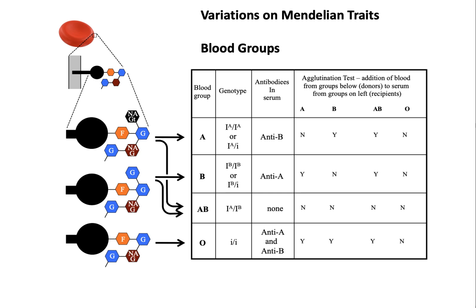Because of this, the AB individuals are universal, not donors, but acceptors of blood transfusions. They can accept from anyone. And the type O are universal donors, but they're very restricted on what type of blood they can accept. They can only accept type O.